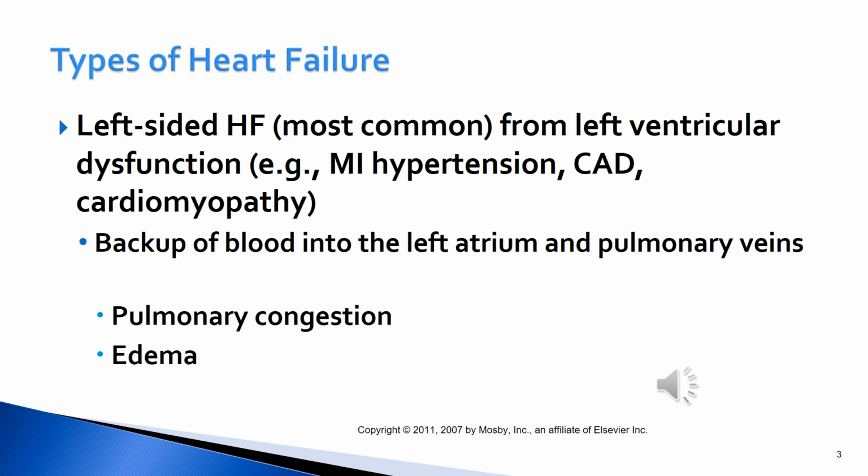Because remember, I'll just review it one more time. The venous blood comes through the right atrium to the right ventricle, through the pulmonary arteries. Gas exchange happens within the lungs and in the alveoli, and then the blood comes through the pulmonary veins into the left atrium to the left ventricle and out. So the backup starts to happen there in the atrium, the pulmonary veins, and then pulmonary congestion develops.